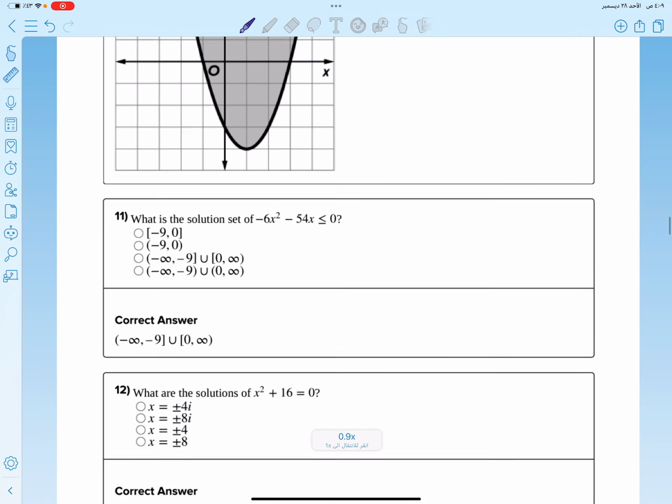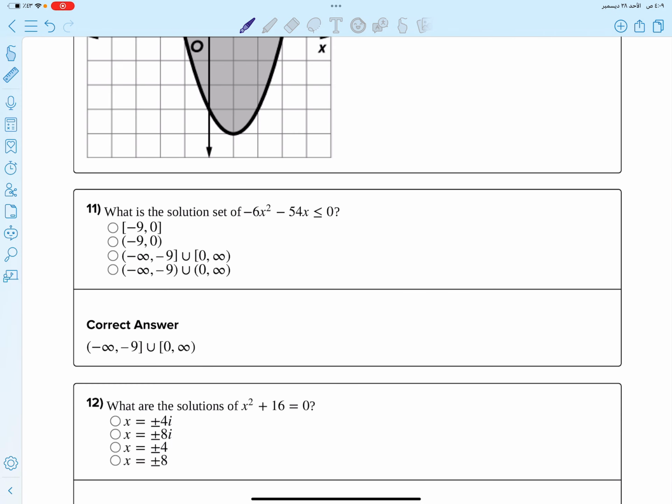Question number 11. What is the solution set of negative 6x squared minus 54 less than or equal to 0? What's the solution?